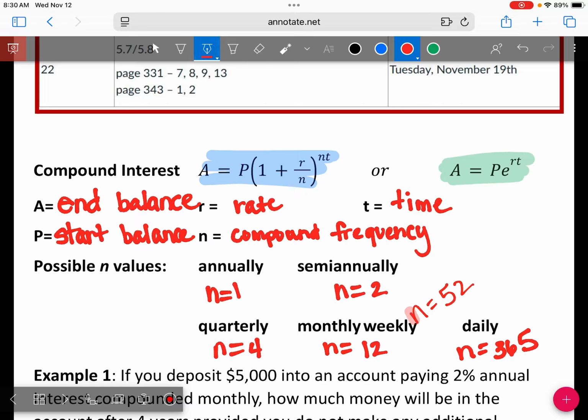I didn't realize that monthly and weekly were together. There's no such thing as monthly, weekly. So if it's monthly, it's 12. If it's weekly, it's 52.